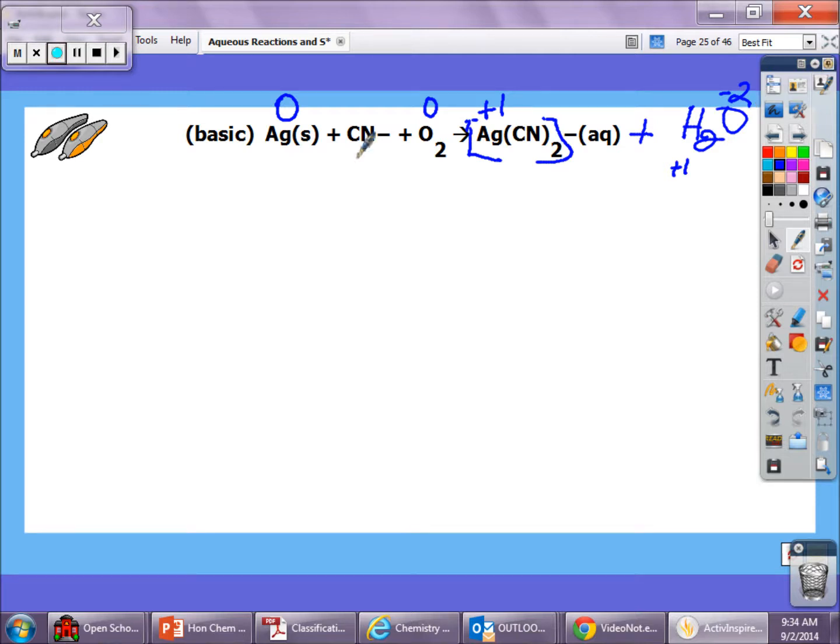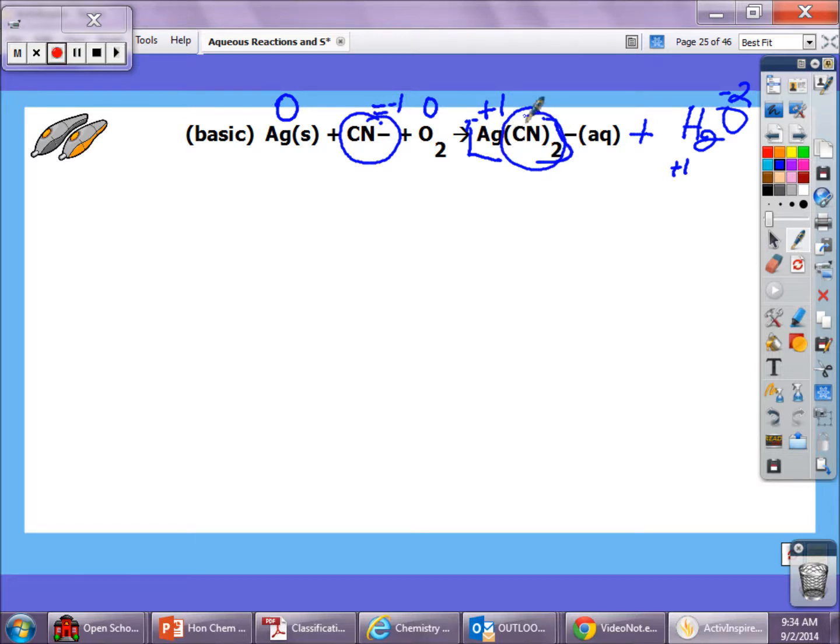Let's see what happened with CN. This is CN minus. The total has to be -1. And then my CN here is -1. I already know silver is oxidized. I know oxygen is reduced. So nothing happened to my cyanide. Nothing happened to it. Okay, this is minus 3. So this is just in the solution. There is no change in oxidation number.